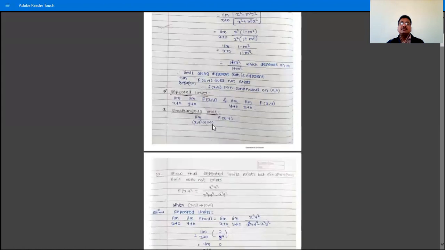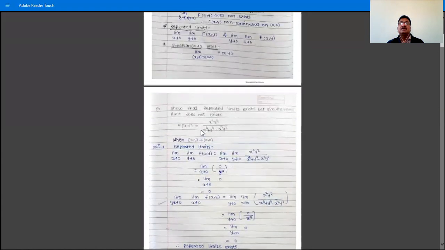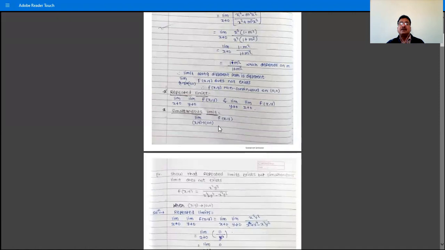And then next, this limit as (x, y) tends to (0, 0) of f(x, y), or the limit as (x, y) tends to (a, b) of f(x, y), is called the simultaneous limit. That is the first definition of this paper. And these are called repeated limits: limit x tends to 0, limit y tends to 0 of f(x, y), or limit y tends to 0, x tends to 0 of f(x, y).